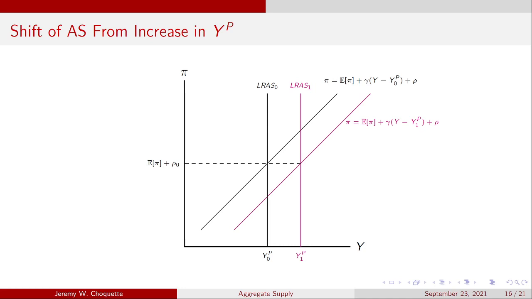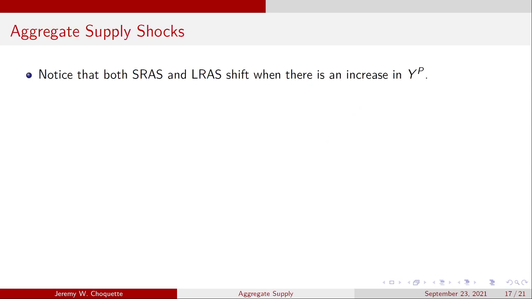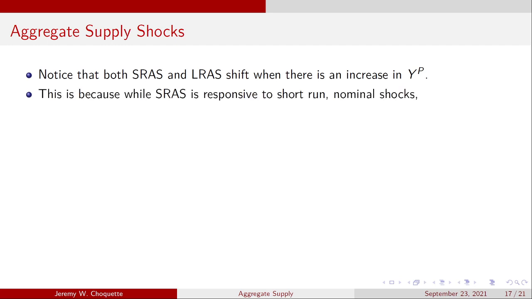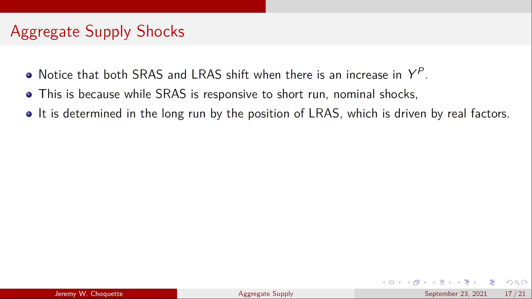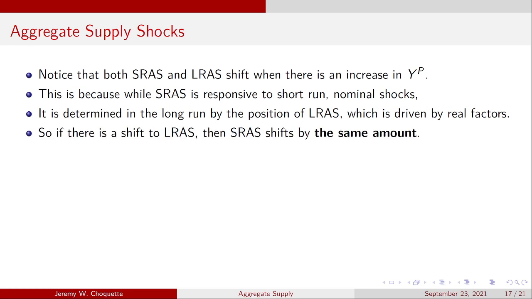However, when we get to this thing with demand, where we intersect this with aggregate demand, we'll see that the prices are actually falling, which is kind of cool. Note that both the short run and long run aggregate supply curves shift when there's an increase in potential output. This is because short run aggregate supply is responsive to short run nominal shocks and rigidities. However, in the long run, it's determined by the position of long run aggregate supply, which is driven by real factors.